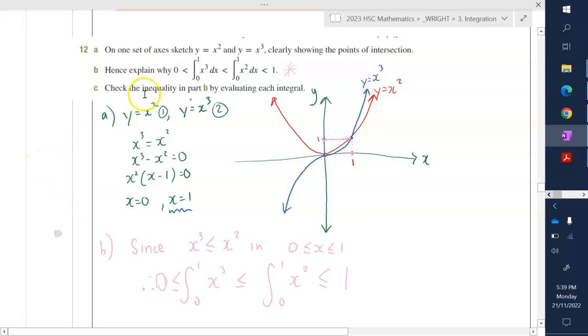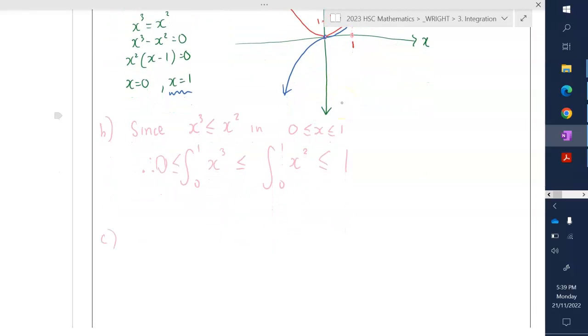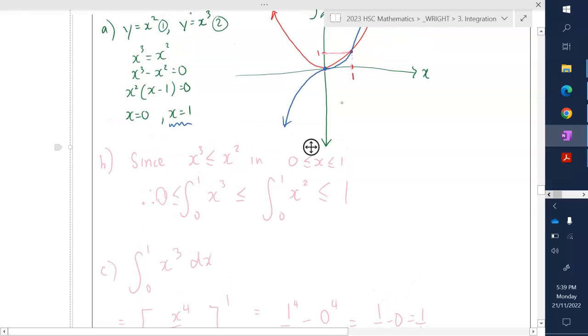It says check the inequality in part B by evaluating each integral. So we're going to do that now. Let's evaluate this integral to start with. We pop our square brackets in there, and we end up getting x to the power of 4 over 4. Popping our 1 in, we get 1 to the 4th over 4 minus 0 to the 4th over 4. So we get a quarter minus nothing, which is a quarter. That's the area under our blue x cubed curve.